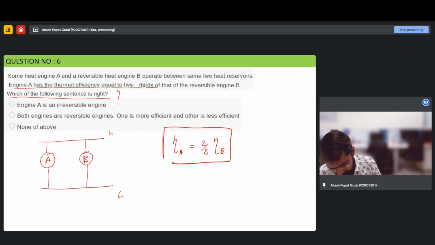And which of the following statements is right? Engine A is an irreversible engine. Both engines are reversible engines. One is more efficient and the other is less efficient. None of them. So the answer should be A, engine A is an irreversible engine.